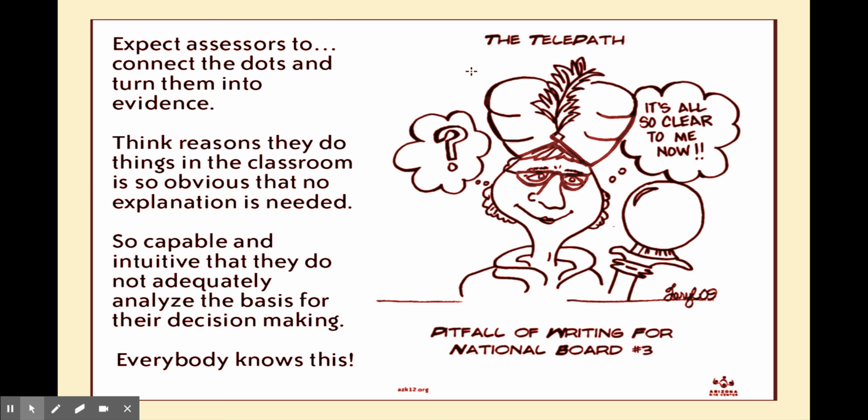Next, the telepath. Do not leave it up to the assessor to fill in the blanks of your thinking and writing. Always speak to the intentionality of your choices and the impact of those choices on student learning and how you assess that learning. Analyze and then reanalyze your writing and ask yourself, can someone who's not in my classroom every day understand and see why I made the choices I made? What evidence am I providing that proves those choices were effective and connected to my goals?